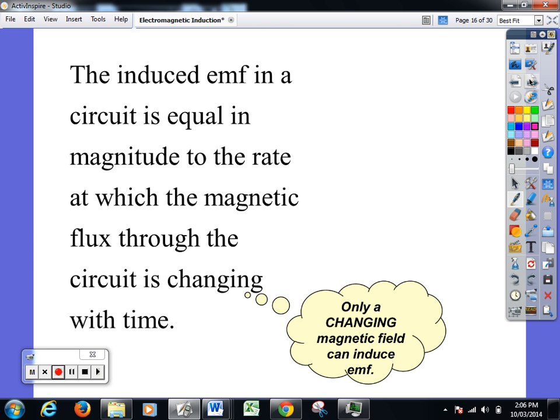So this, on page 18, is a differential equation. You'll see it as epsilon equals minus dΦ over dt. Okay? And I've got to come up and show you why that, or how that works. To do this, we come to Faraday's statement. So let's think about what he was trying to say of how to generate electricity.